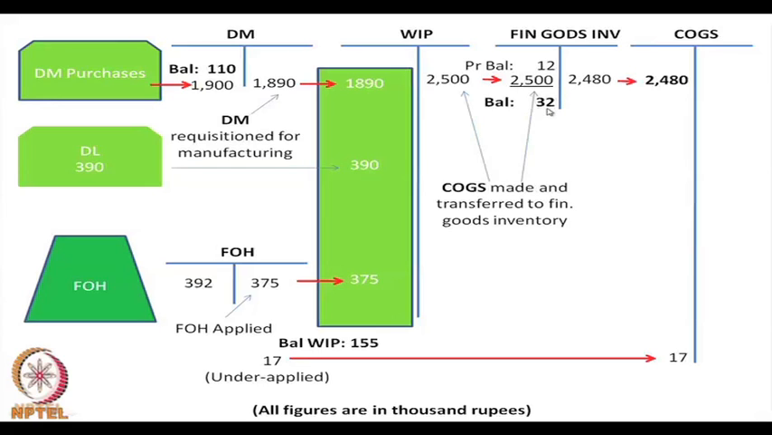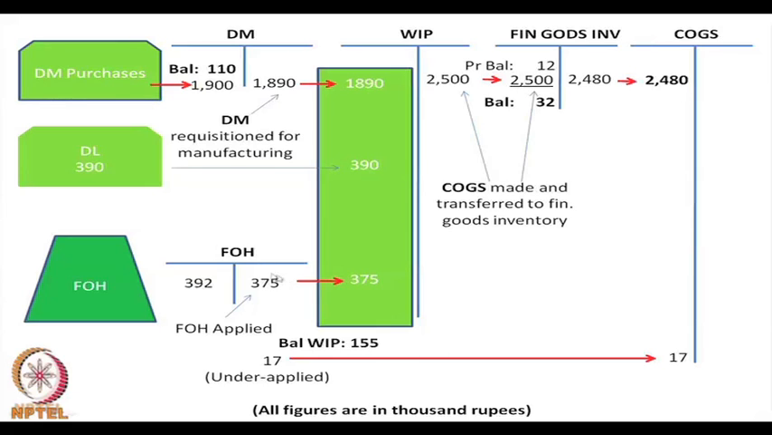That is 32,000 rupees. And interestingly, we see that factory overhead actual cost was 392, whereas we applied to this job only 375. Therefore, 17,000 rupees of factory overhead remains unapplied or underapplied. So, what is done here is that the complete thing is shown as cost of goods sold. So, totaling it will become 2,497.